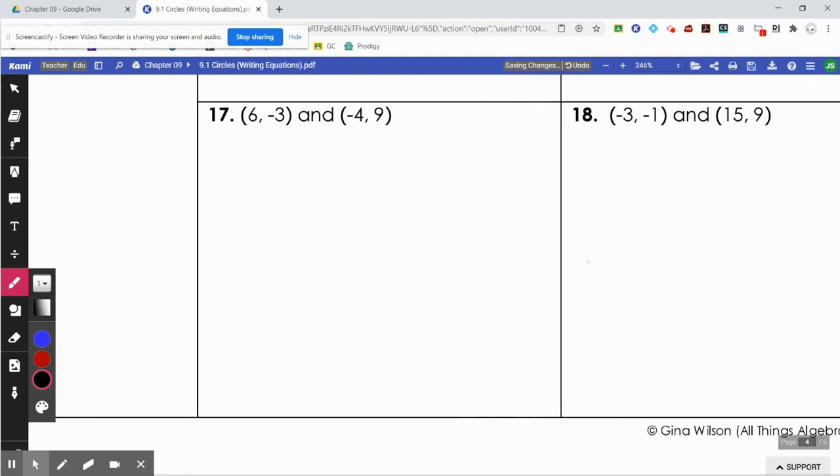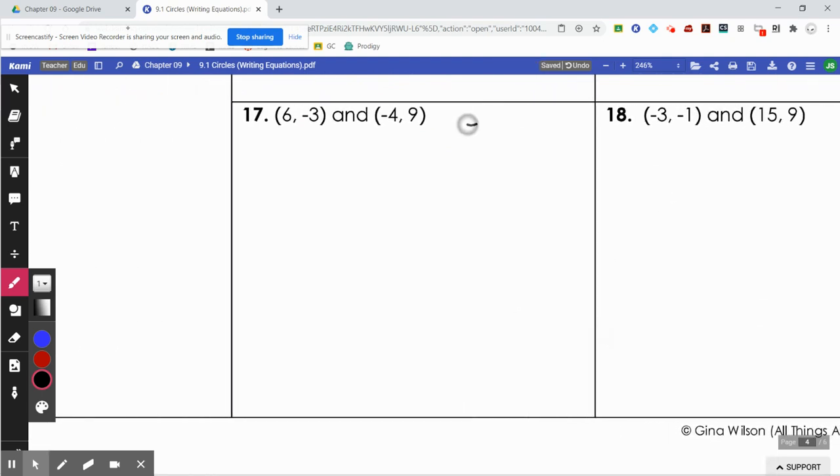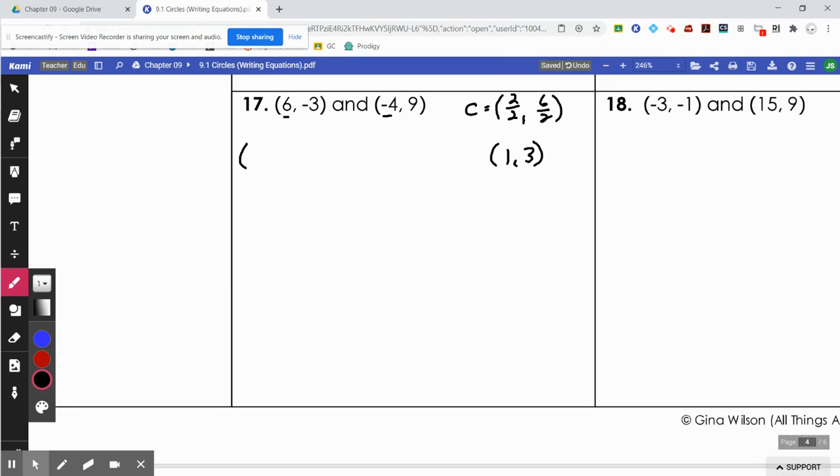Number 17. Step number 1, we need a center. To find the center, this is the endpoints of a diameter. We're going to find our midpoint. Add your x's, divide by 2. Add your y's, divide by 2. So the center is located at (1, 3). So therefore, your equation thus far is going to be (x - 1)² + (y - 3)² is equal to r squared.